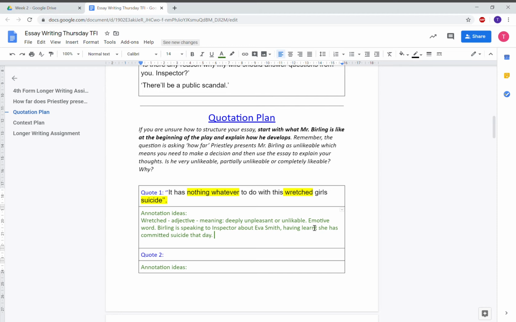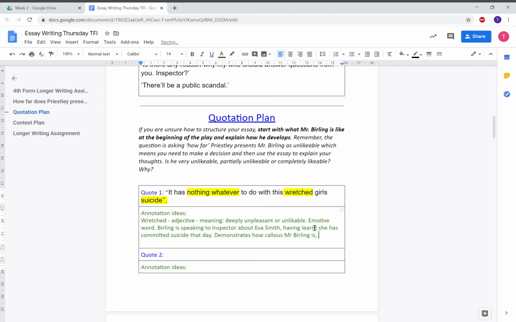So he describes Eva Smith as being wretched in a conversation in which he learns that this girl, this young woman, this employee of his that he knew, that he'd interacted with, that she's taken her own life, okay? So Birling is speaking to the inspector about Eva Smith, having learnt that she's committed suicide that day. So you would say that this word, the effect, well, I suppose I would word it like this. It suggests, or it demonstrates how callous Mr. Birling is.